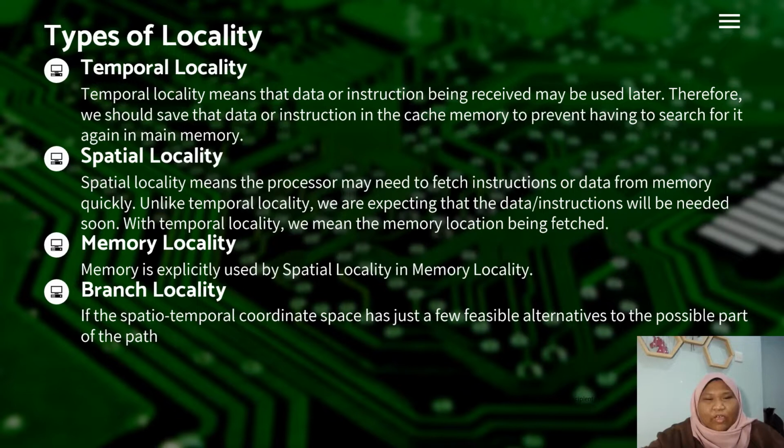Next is memory locality. Memory is explicitly used by spatial locality in memory locality. The last one is branch locality. If the spatial-temporal coordinate space has just a few feasible alternatives to the possible part of the past.